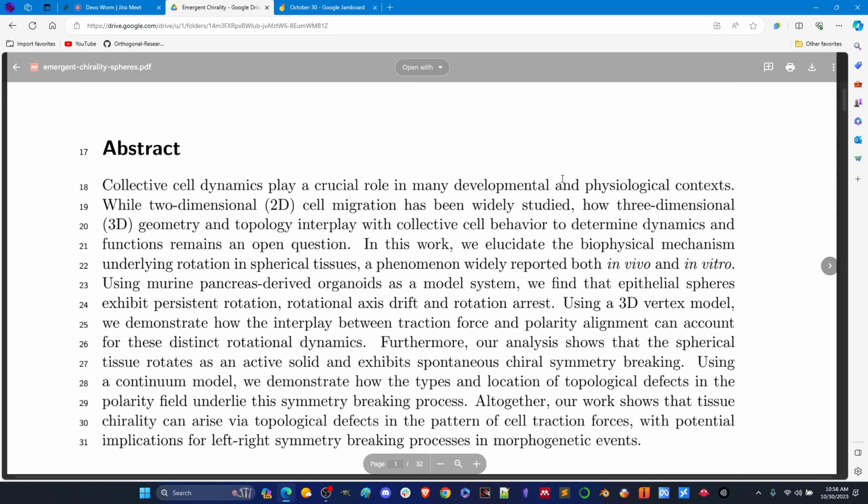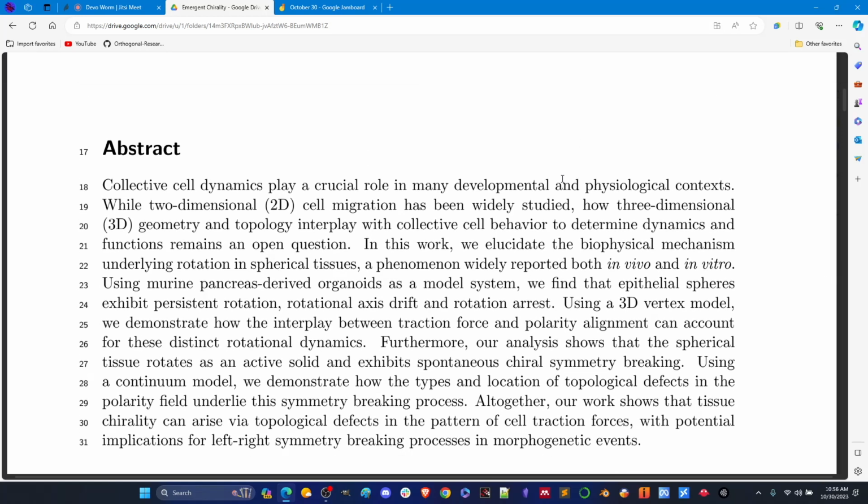So the abstract of this reads, collective cell dynamics play a crucial role in many developmental and physiological contexts. While two-dimensional or 2D cell migration has been widely studied, how three-dimensional geometry and topology interplay with collective cell behavior to determine dynamics and functions remains an open question. So we understand 2D cell migration, and we talked about that in one of the papers earlier in the meeting, but this is three-dimensional geometry and topology on top of the cell migration model. So we don't really understand that very well.